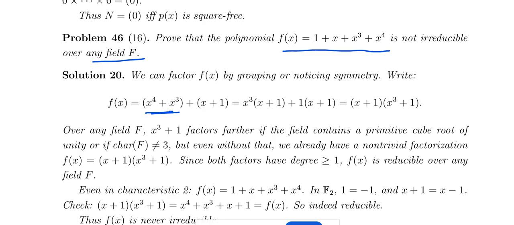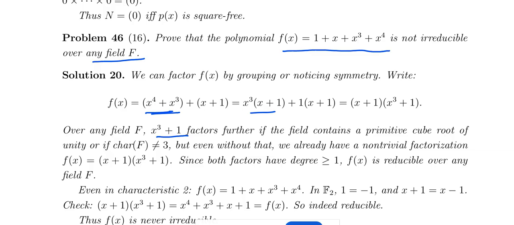Taking x cube common, we get x plus 1. So that is x plus 1 into x cube plus 1. So over any field, x cube plus 1 is a factor. Further, if the field contains a primitive cube root of unity or the characteristic of F is not equal to 3. But even without that, they already have the non-trivial factorization x plus 1 into x cube plus 1.